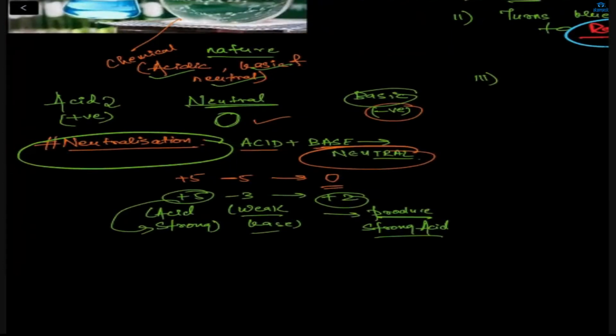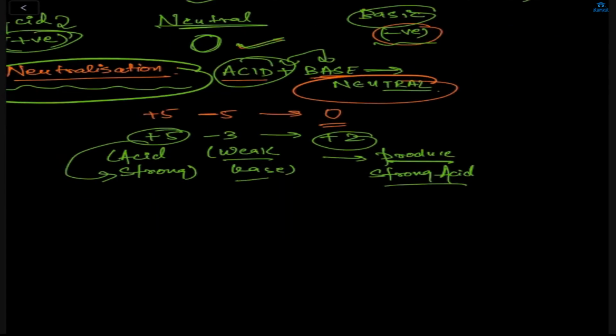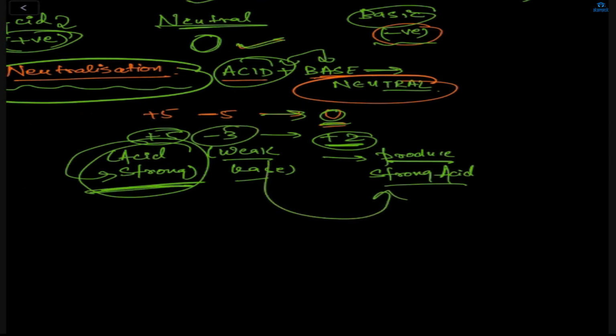Now, do you know what neutralization is, Ruth? Any idea about neutralization? Here is the addition of both the acid and bases, and then we get the neutral. Acid is mostly on the positive side, basic is on the negative side, and the neutral is always zero. For example, if we mix plus 5 and minus 5, we get 0, meaning a neutral thing. And if we add plus 5 and minus 3, it will be plus 2, meaning a strong acid and a weak base again produce a strong acid.